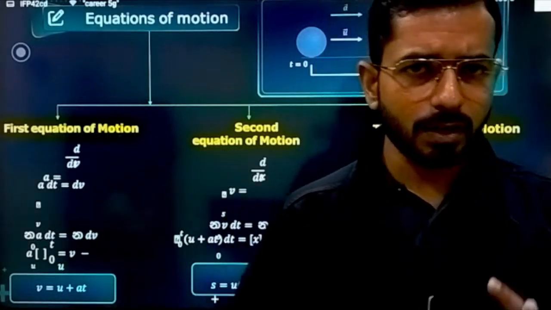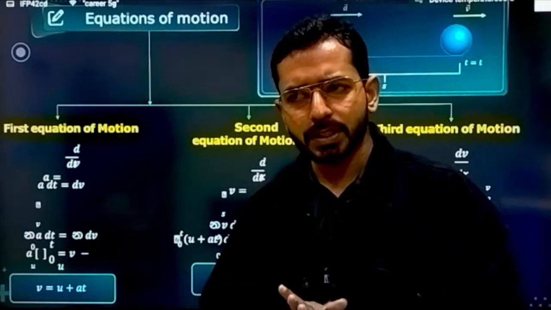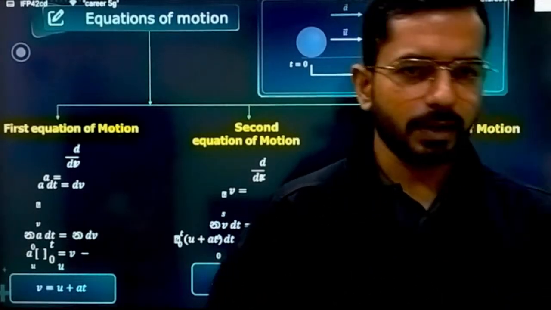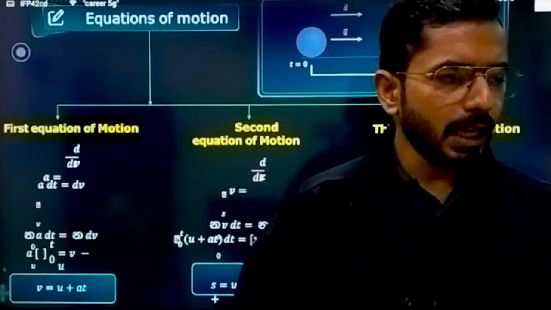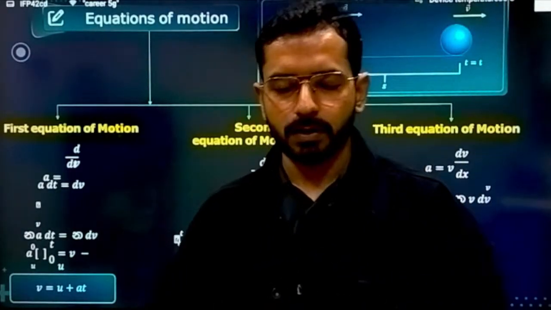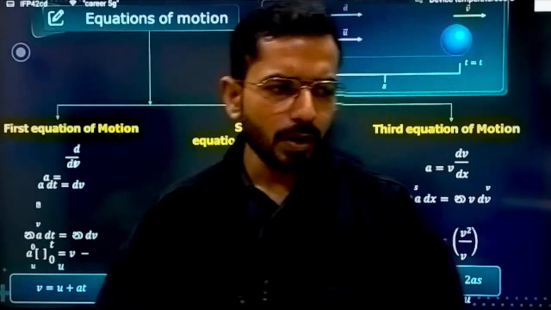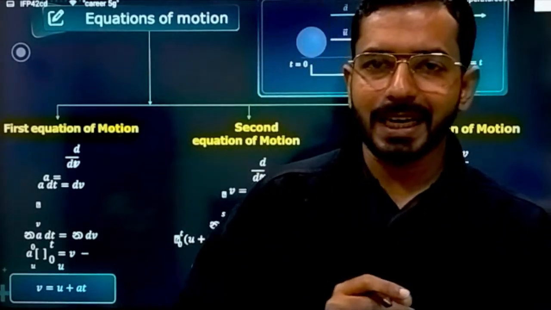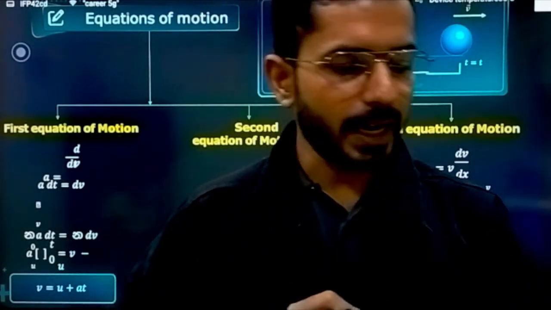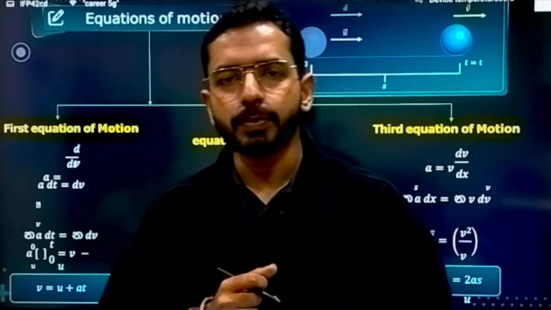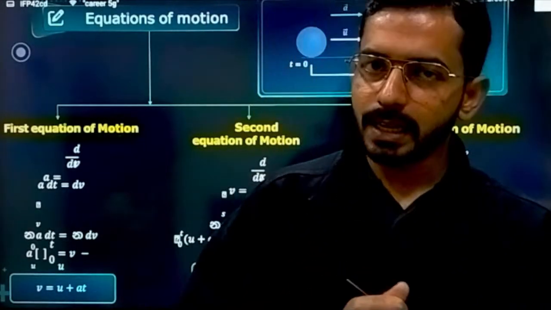How to tackle the questions of equations of motion. What are the equations of motion? I hope all of you understand. We are not entering into the derivation. The first equation of motion: v is equal to u plus at. V is the final velocity. U is the initial velocity. A is the acceleration. And t is the time. Second equation of motion: s is equal to ut plus half at square.